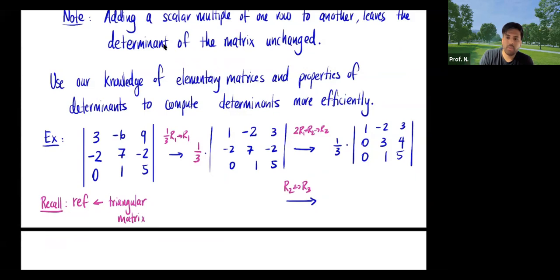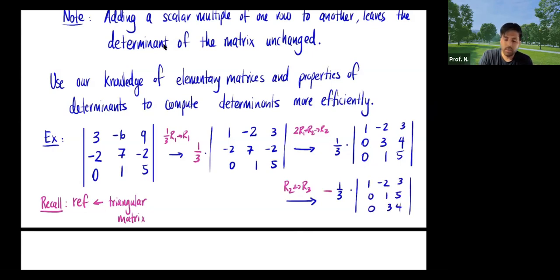So when I swap the rows, right, I'm multiplying by a matrix that swaps the rows. The determinant of that matrix that swaps rows is equal to -1. So there's going to be a -1 that pops out in the determinant. So there's going to be a -1/3 instead. And then I'm going to have 1, -2, 3, 0, 1, 5, 0, 3, 4.